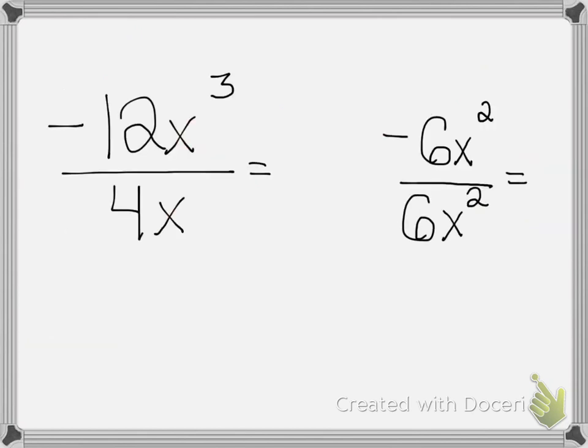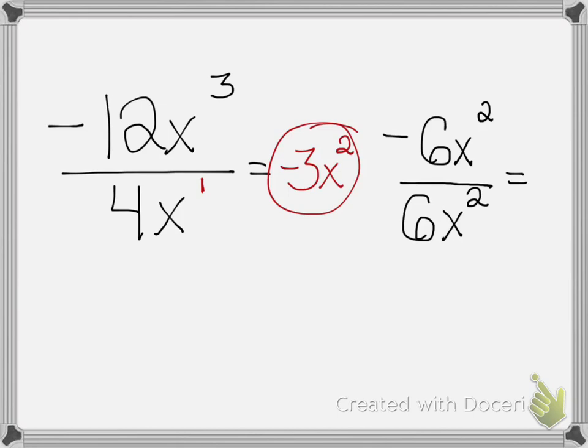Let's look at another example. Negative 12 divided by 4. Well, we know that equals negative 3. And then we'll apply the exponent properties with the x to the power of 3 divided by x to the power of, it's an imaginary 1 right there. So 3 minus 1 is 2, so it'll be negative 3x to the power of 2.